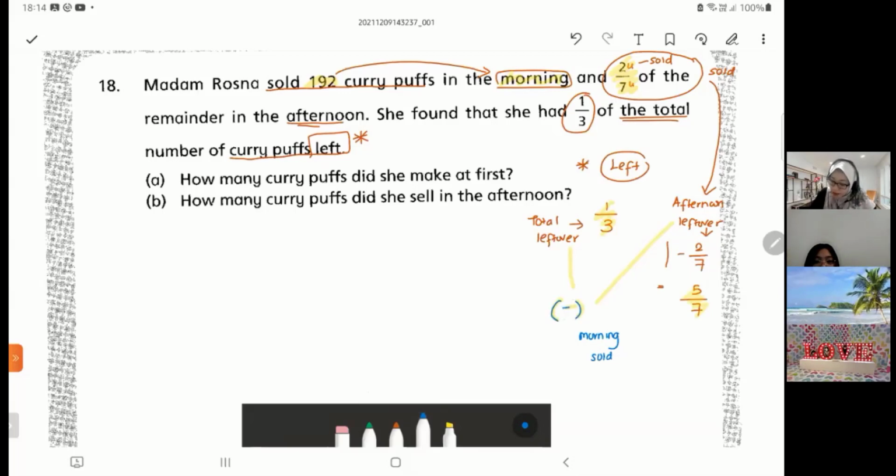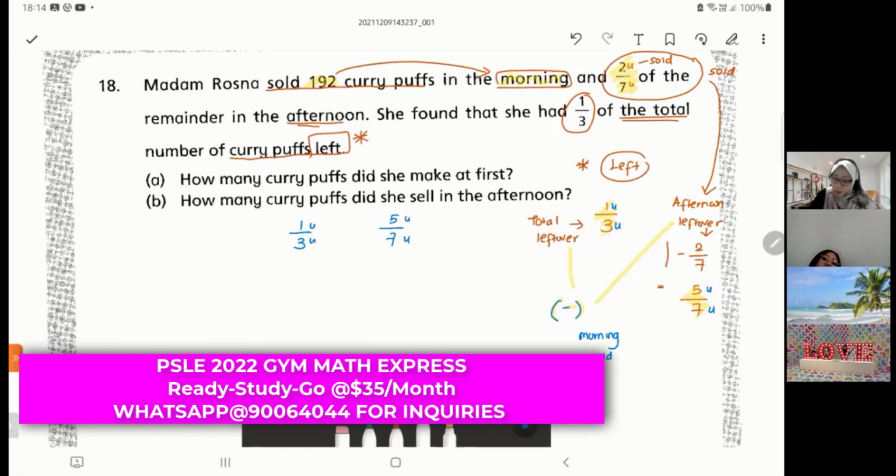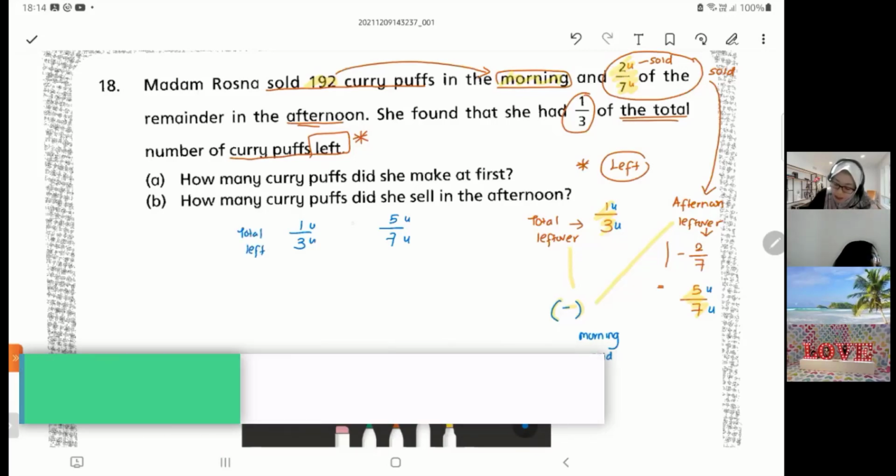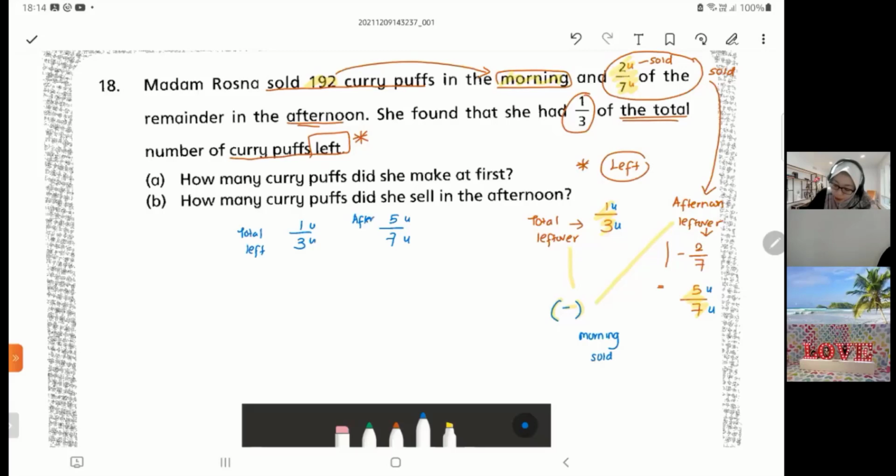So now the issue is, what am I going to work with? Units. It will be units. This is 1 unit, 3 units, 5 units, 7 units. So we have all this information. I'm going to rewrite here first. 1/3 and 5/7 units. Remember, this is your total leftover. This is your afternoon left. This is part, this is total, this is part, and this is total.